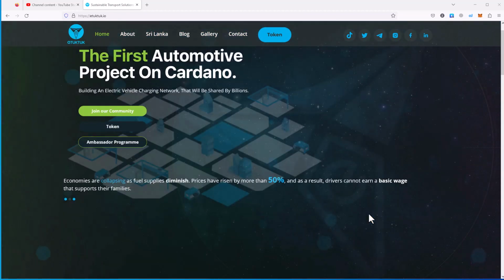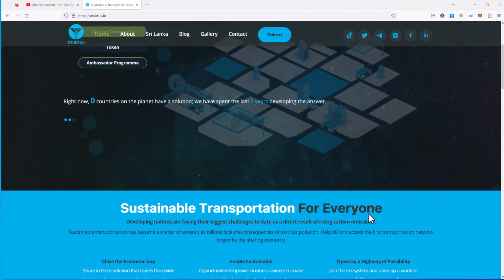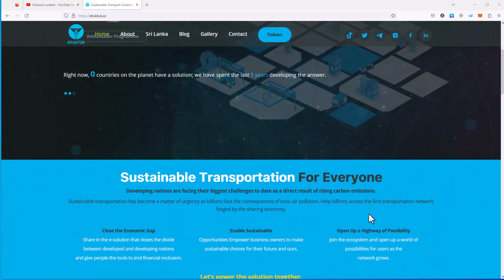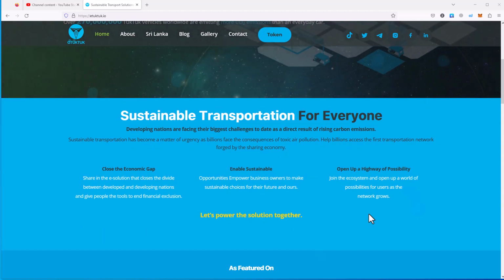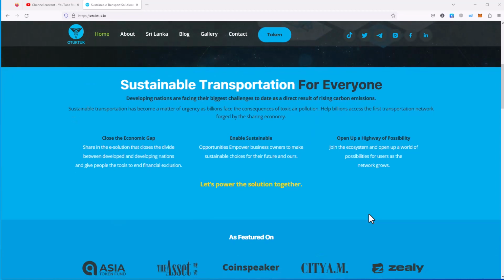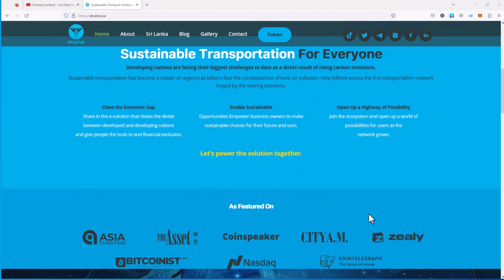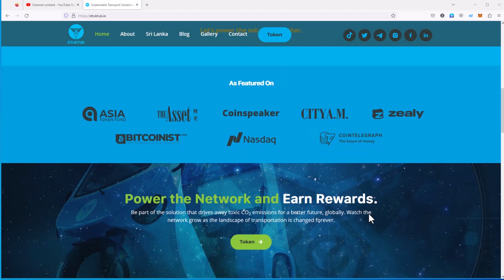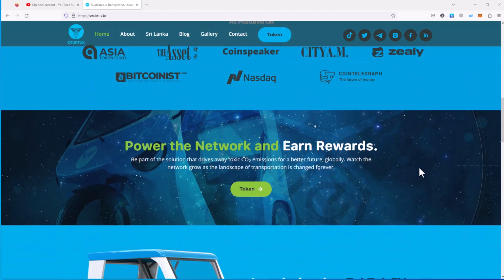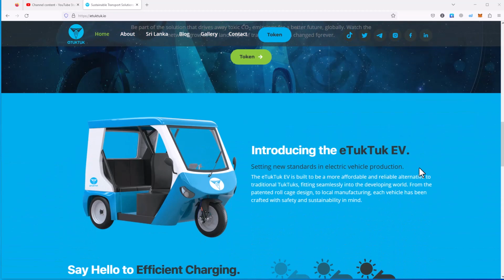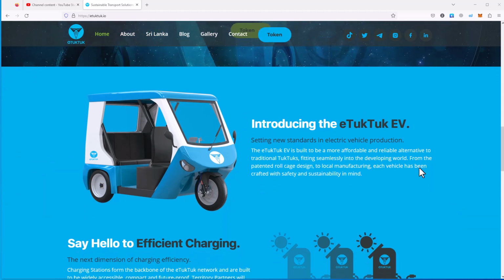token holders. eTukTuk is an innovative platform that combines electric tuk-tuks, three-wheeled vehicles, with blockchain technology to create a sustainable and efficient transportation ecosystem. The platform offers several unique features, including ride sharing. eTukTuk facilitates ride sharing services, allowing users to conveniently book rides through a user-friendly mobile application. This reduces traffic congestion, lowers carbon emissions, and improves overall transportation efficiency.